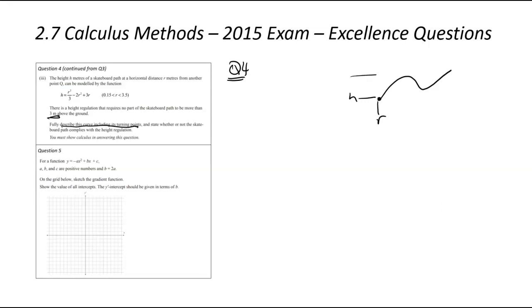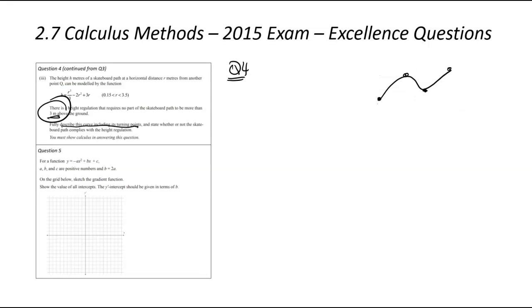I also need to know the same about the maximum. So I need to know the height and the R value for those. And again, with the minimum, I'll need the height and the R value. And finally, up the top there, I'll need the height and the R value. So I'm looking for all 4 points.